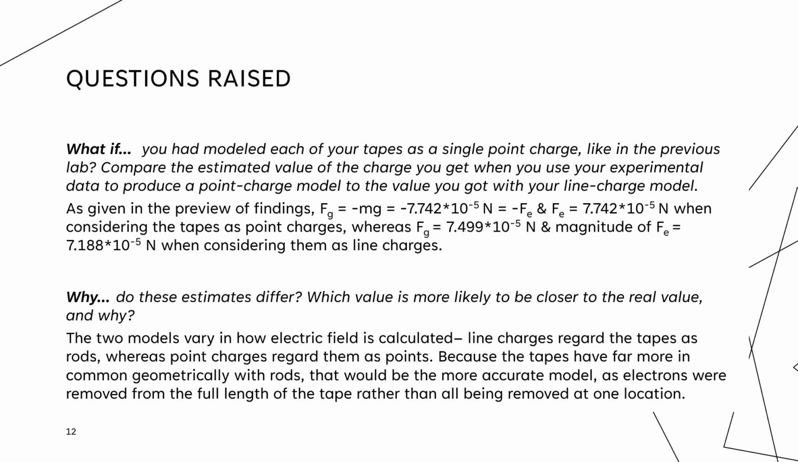Whereas Fg equals 7.499 times 10 to the negative 5 newtons, and magnitude of Fe equals 7.188 times 10 to the negative 5 newtons when considering them as line charges. You can see those aren't exactly equal, which indicates that error was probably made at some point, but they are pretty close, and we can assume they're approximately equal. So why do these estimates differ? Which value is more likely to be closer to the real value, and why?